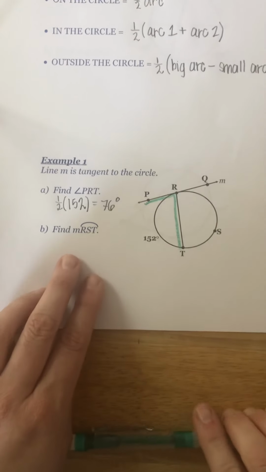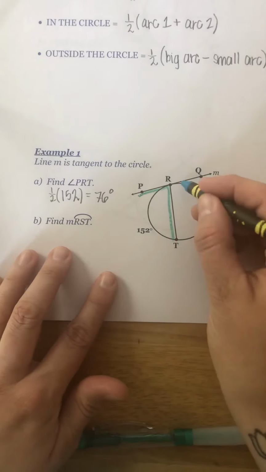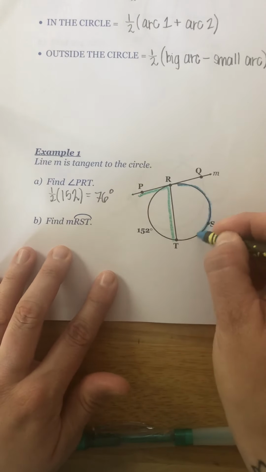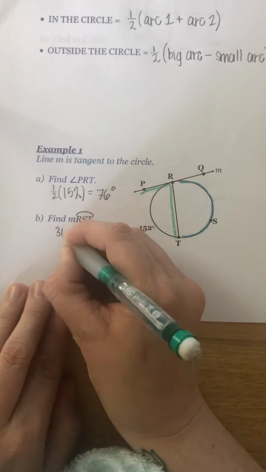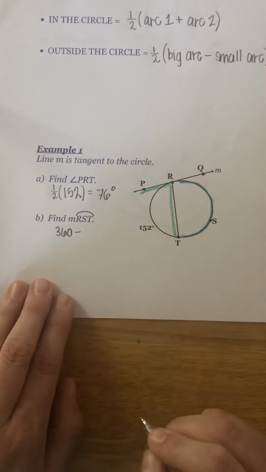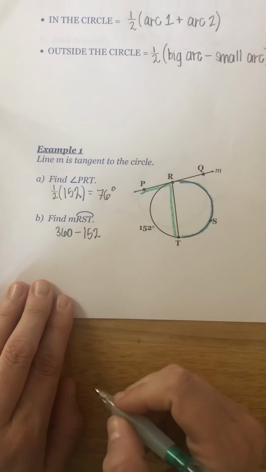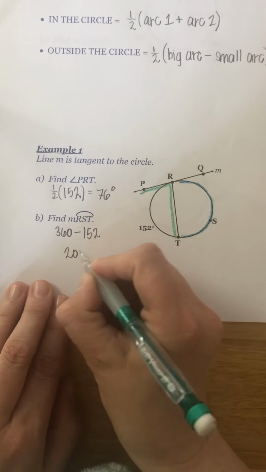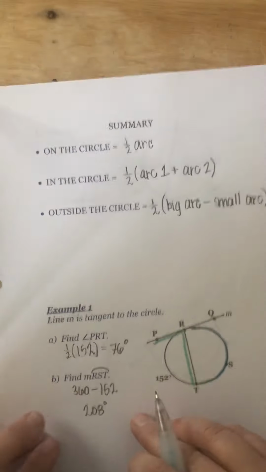Now let's look at part B. We want to find the measure of RST, which is that right there. And that would actually be pretty easy, right? Because we know that the entire circle is what? 360 degrees. So we're gonna take the 360 degrees, we're gonna subtract away the 152 that's on the other side already, and that's gonna leave us with a measurement of 208. So that one is pretty easy to come up with.